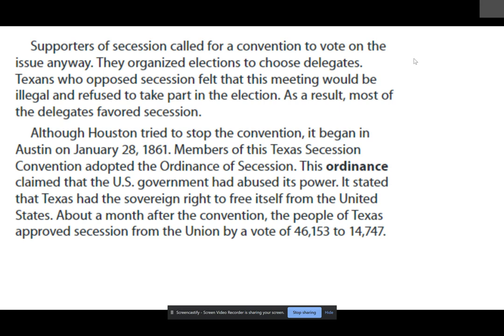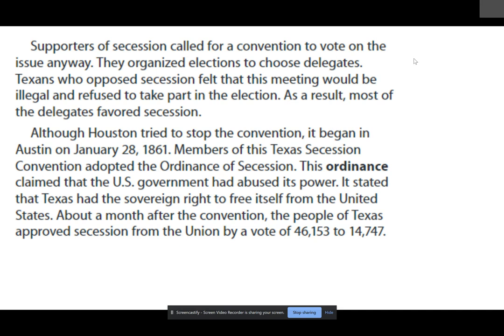Supporters of secession called for a convention to vote on the issue anyway. They organized elections to choose delegates. Texans who opposed secession felt that this meeting would be illegal and refused to take part in the election. As a result, most of the delegates favored secession. Although Houston tried to stop the convention, it began in Austin on January 28, 1861. Members of this Texas secession convention adopted the Ordinance of Secession.